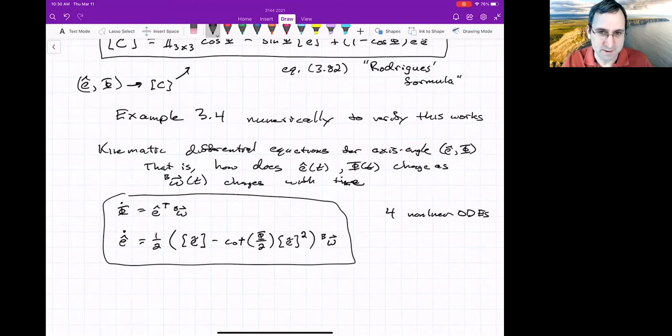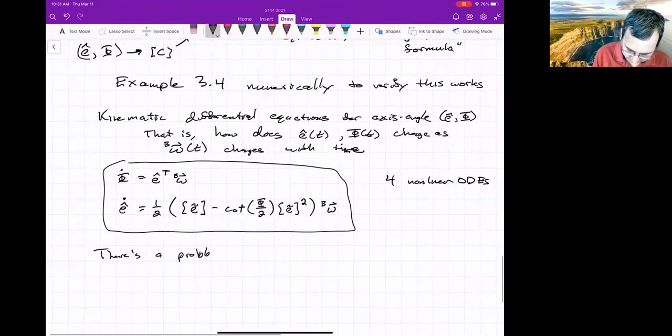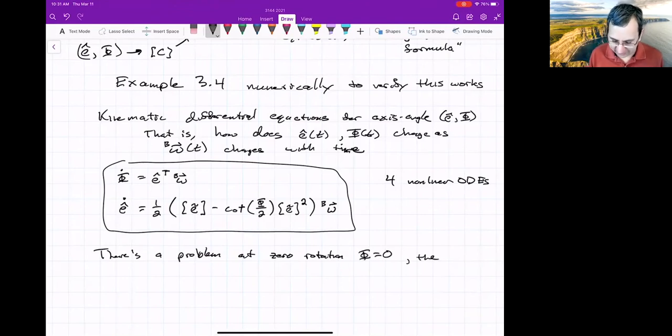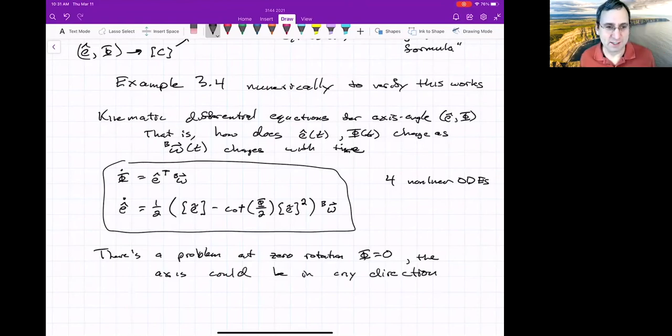I don't know if you can see the problem, but there is a problem with this set of parameters. The problem is when you've got no rotation, that means phi equals 0. The axis could be anything, in any direction. It's like I'm rotating 0 degrees about any direction. That's a big problem, especially if you want to design a controller that controls about a particular direction and you don't want to move. You don't want a singularity at the no moving point. That manifests itself here. At phi equals 0, this will give problems. So we can't use this everywhere.